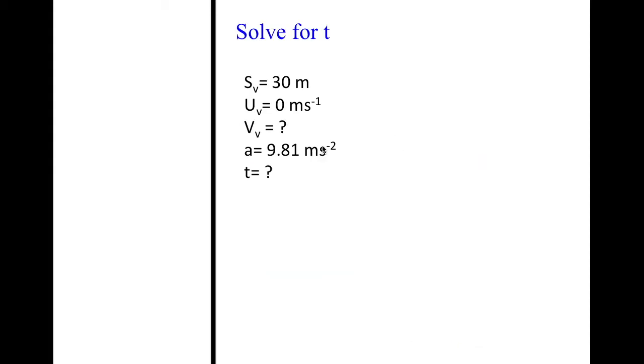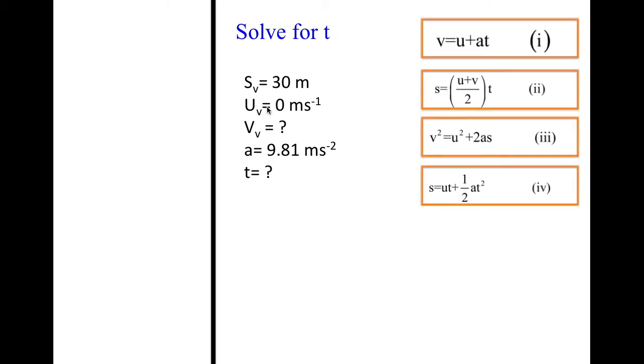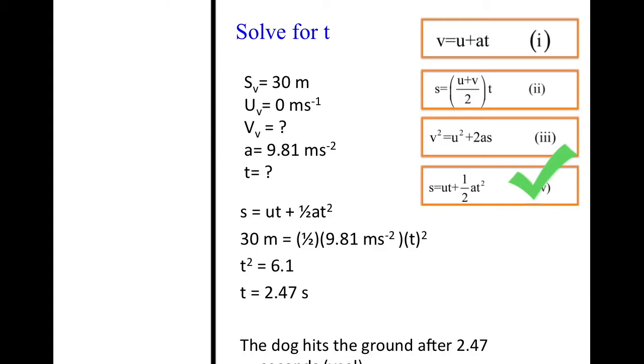Solving for time, here's my data. I'm going to use the vertical data points, and I look over here and I say, okay, I have S, U, A, T. I need to find T. So I'm going to use this equation, plug everything in, and the dog hits the ground after 2.47 seconds. Awesome.